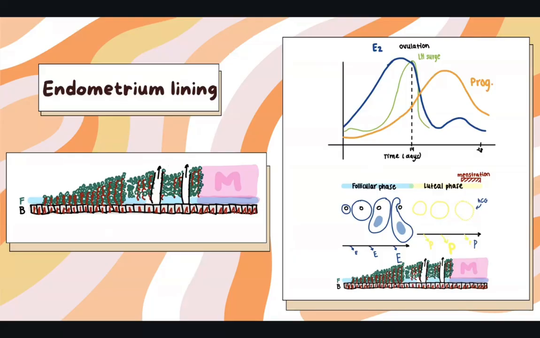In the secretory phase, which is again progesterone driven, after ovulation, LH stimulates the corpus luteum, which secretes progesterone. This will secrete nutrients such as glucose, amino acids, and fat.